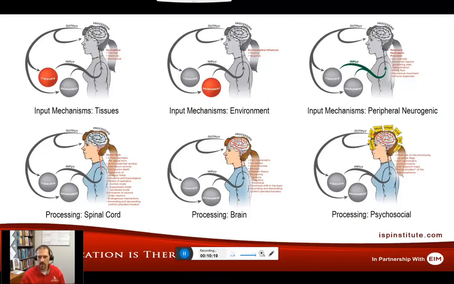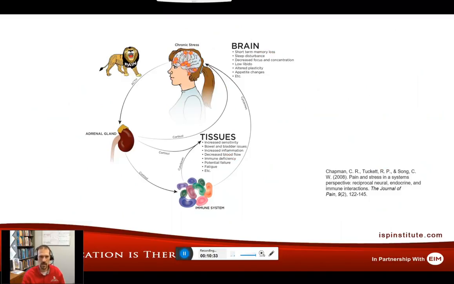And then we start to understand that much of this is altered through psychosocial factors, often referred to as the yellow flags. Many of these previous experiences and their beliefs and thoughts can alter and shift how the brain processes the information. And then the last is the various output mechanisms that we're starting to appreciate more and more.